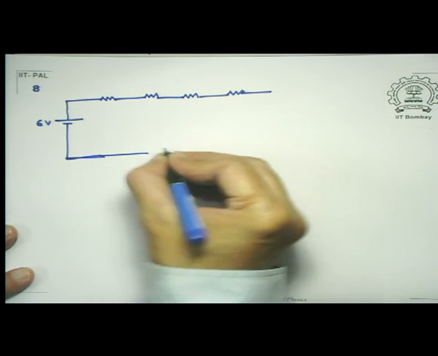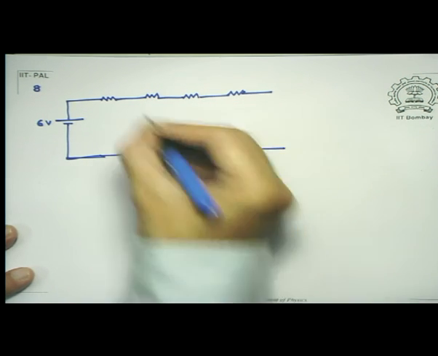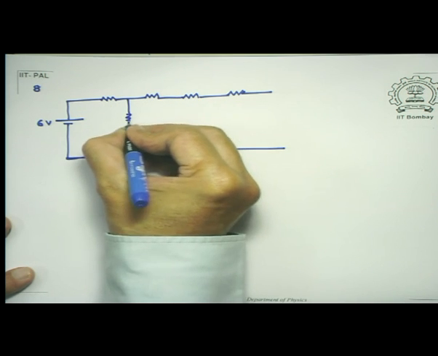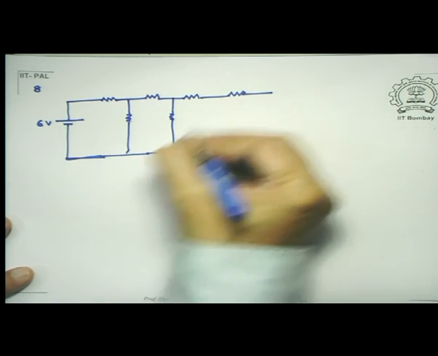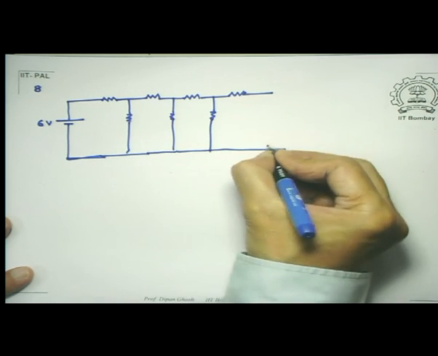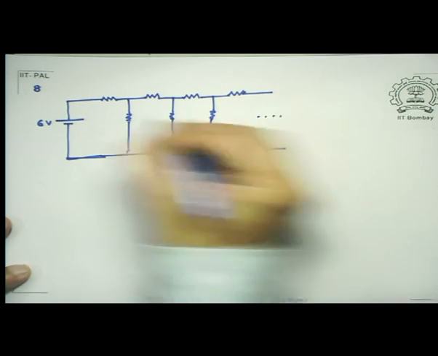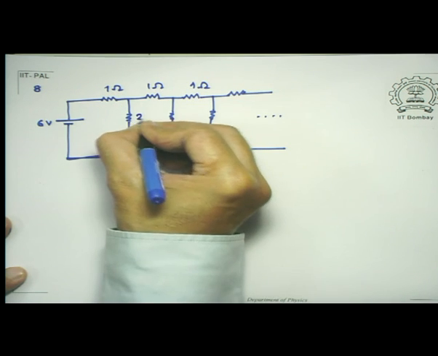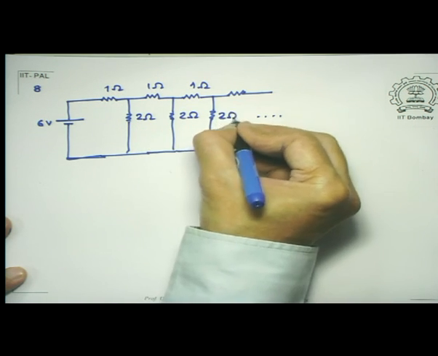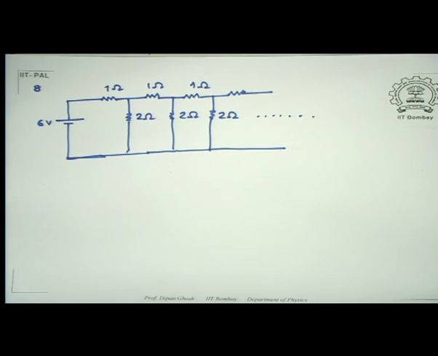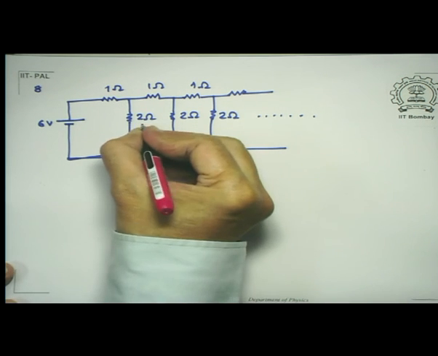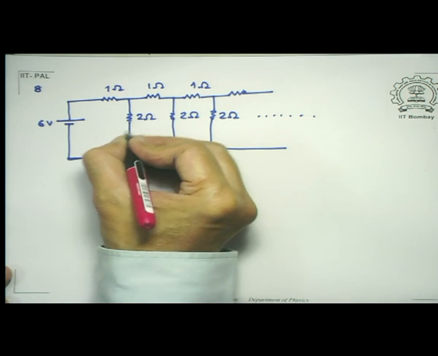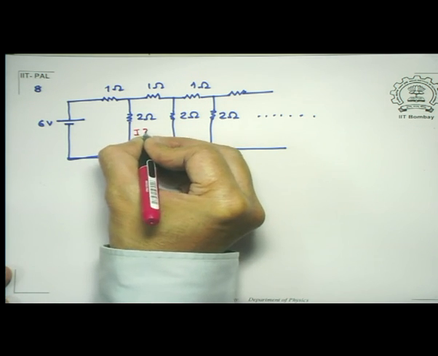This is not quite the same circuit as we did earlier. Let's say this is 1 ohm, 1 ohm, 1 ohm. This is 2 ohms, 2 ohms, 2 ohms, and this continues in an infinite ladder. Now the question is this: what is the current that passes through this resistance? How much is this current?